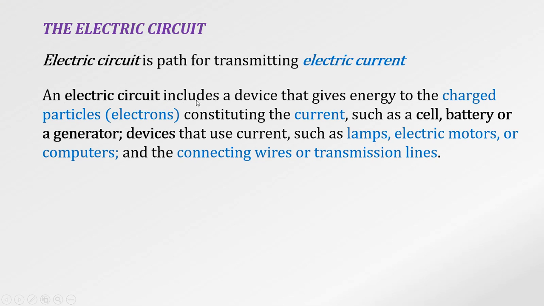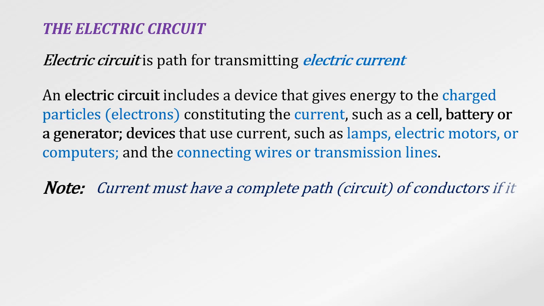An electric circuit includes a device that gives energy to the charged particles. Those are the electrons. For example, a dry cell and a battery, as we said, does work to push the charge, so it has to be in a circuit. Then also we have lamps, electric motors, computers, resistors. All those, connecting wires or transmission lines, are connected in an electric circuit, or to make an electric circuit.